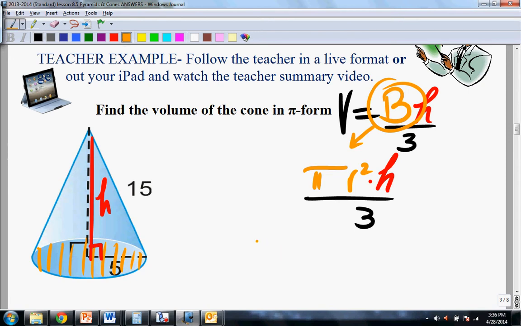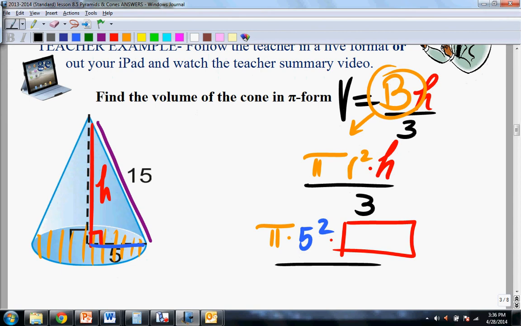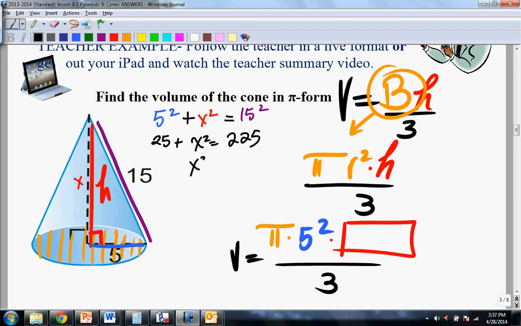Let's see what we have so far. We have pi. We have our radius, which is 5. Problem is, we don't have the true height here. We have the slant height, but we don't have the true height. So before we can finish this volume, we have to find the true height. We're going to use the Pythagorean Theorem. So 5 squared plus unknown squared equals 15 squared. 25 plus x squared equals 225.